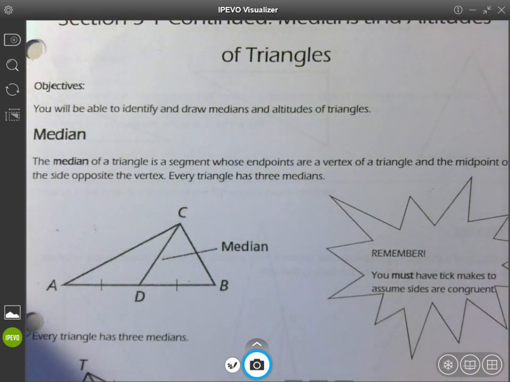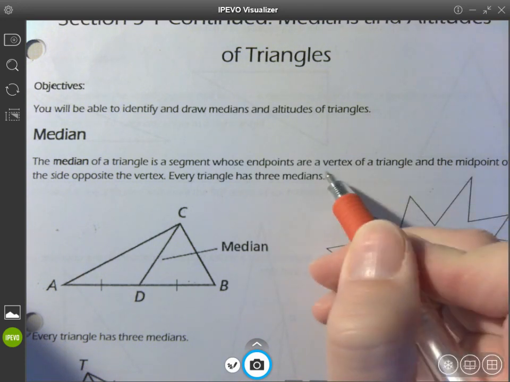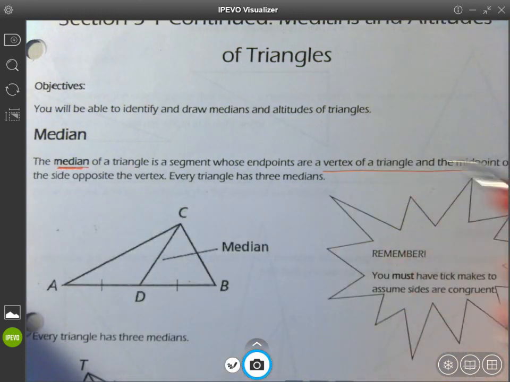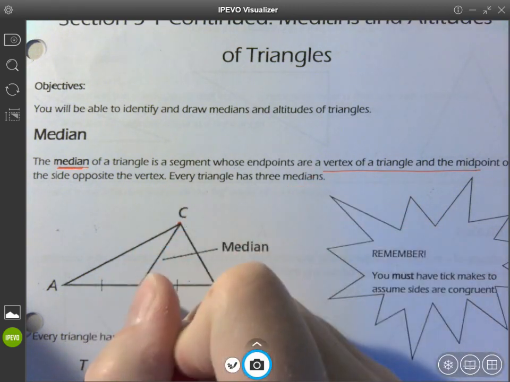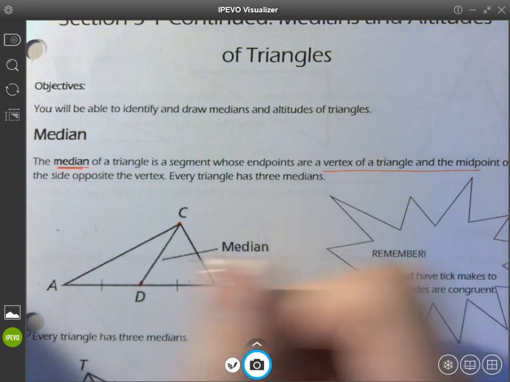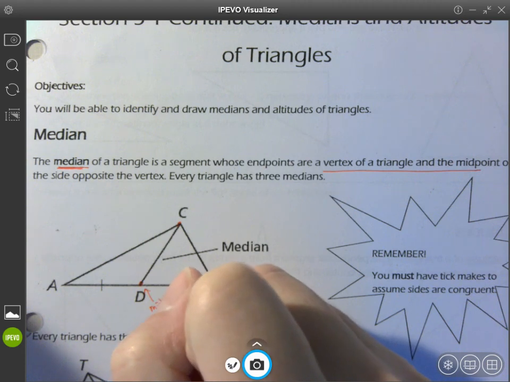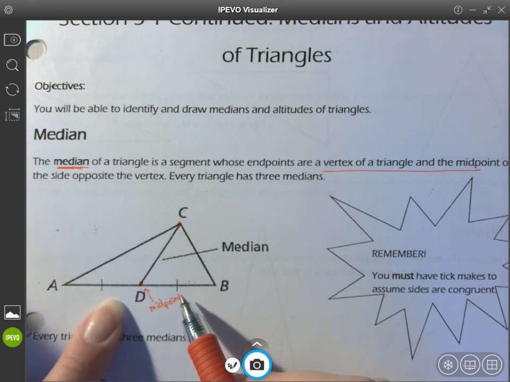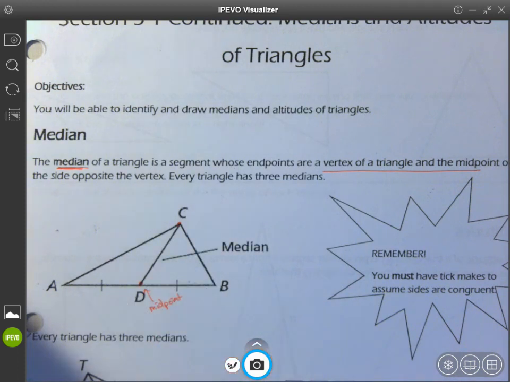The median of a triangle is a segment whose endpoints are at the vertex of the triangle and a midpoint. All right, so that's important. So the median goes from one vertex to the midpoint of the opposite side. So if you take a minute and look at this, here's my vertex C. D is a midpoint. Okay, so that's the median line. And so the idea is these segments are congruent to each other. AD is congruent to BD. Because if this is a median line, that means I have a midpoint.